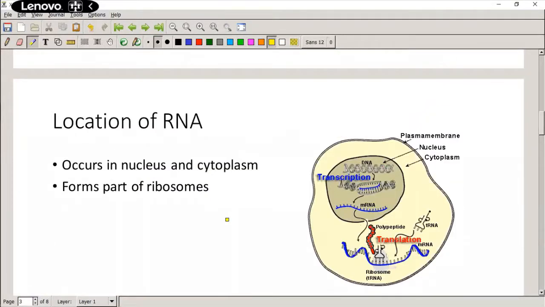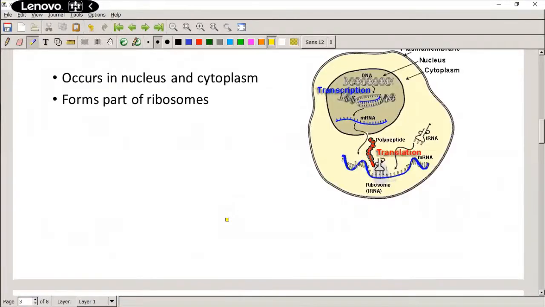Okay, so location of the RNA. mRNA moves between the nucleus and the ribosome. tRNA is found free floating inside the cytoplasm, but also goes to the ribosome where protein synthesis takes place.